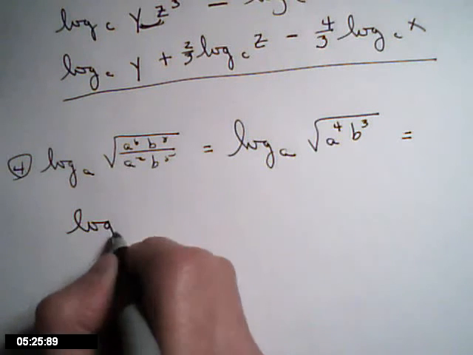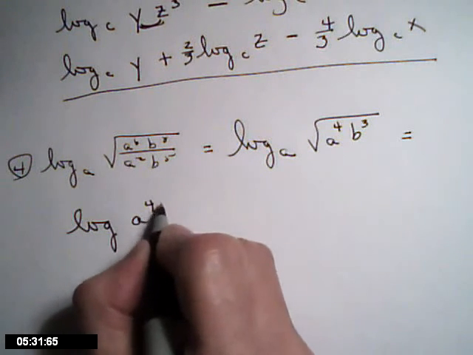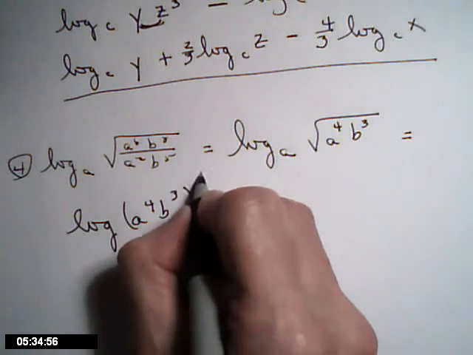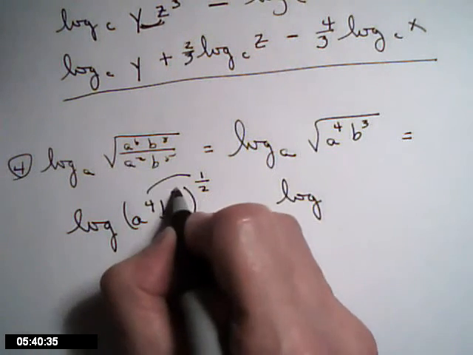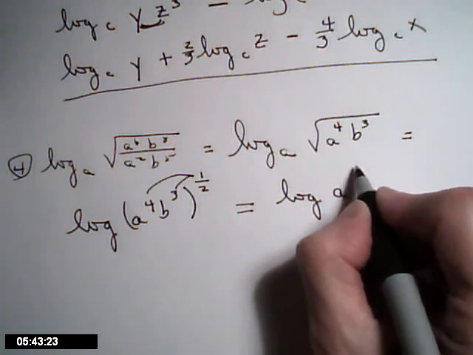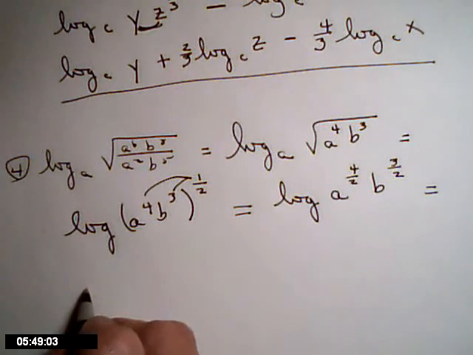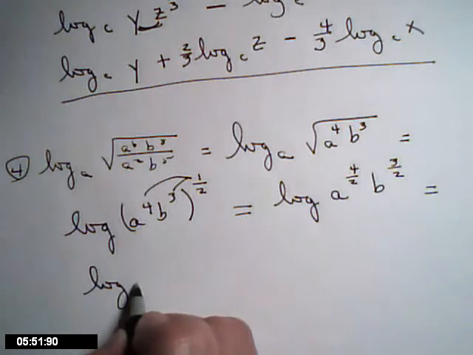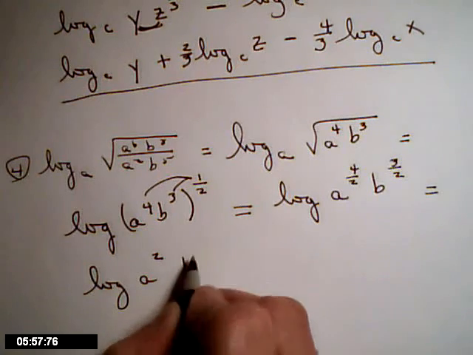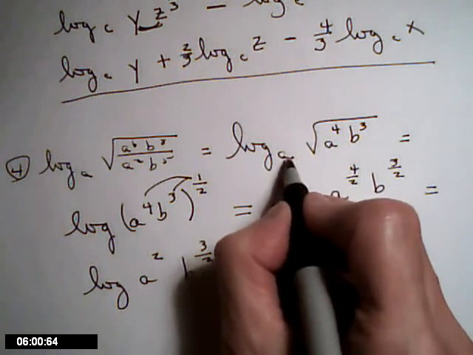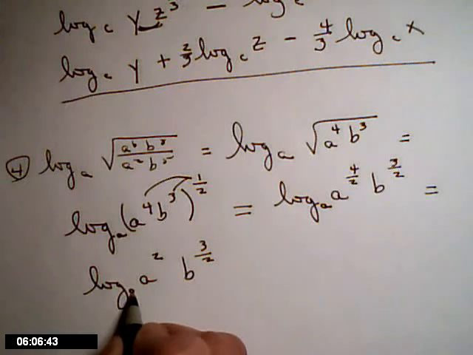So I have log of, let's see, a to the 4th, b to the 3rd as a square root, so that would be 1/2 power. Now let's multiply exponents together. That will be log a to the 4 over 2, b to the 3 over 2, or log a to the 4 over 2 is 2, and b to the 3 over 2. I need to go back, and if you'll notice that was a log base a. I need to put that base in here, and here, and here.